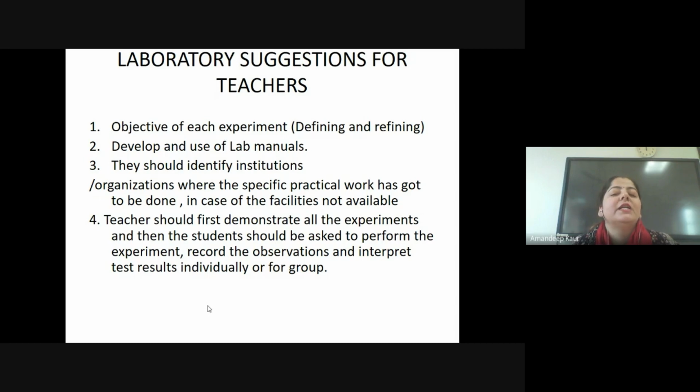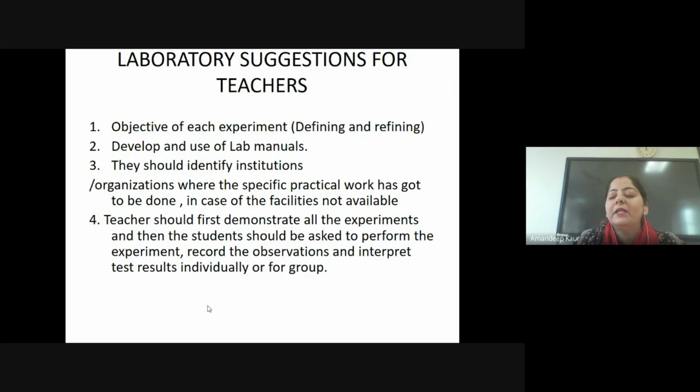So in case facilities are not available at the institute level, we can find a mentor institute, or collaborate with other industries and institutions to perform those practical activities. When the teacher is assigning a practical activity to the student beforehand, the teacher will first demonstrate the whole experiment. Then the student should be asked to perform that experiment, record the observations, and interpret the test result individually or in a group. So this again is decided by the teacher, whether the students are working individually or within a group.